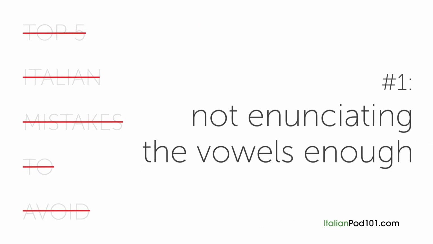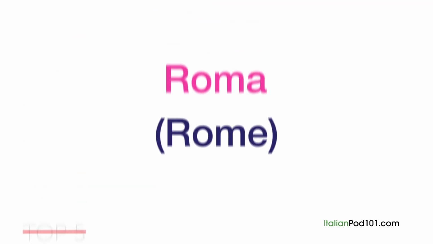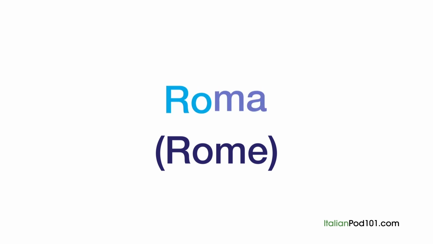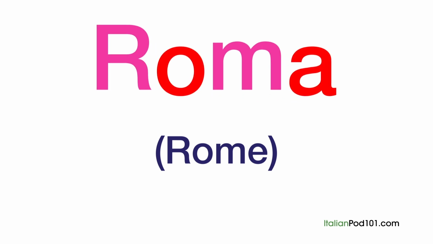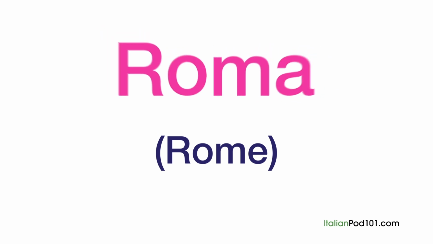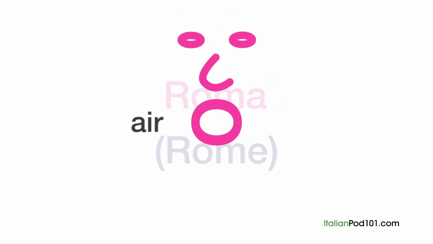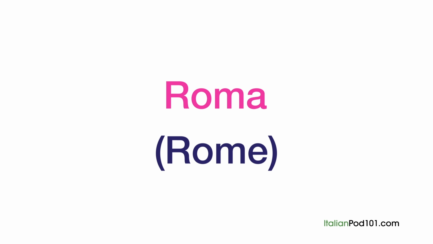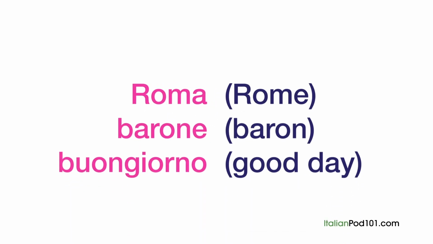Number 1. Not enunciating the vowels enough. Italian pronunciation is based on syllables where vowel sounds are predominant. Many students of Italian do not enunciate the vowel sounds enough, which makes their pronunciation sound unnatural. To correct this, you should try to open your mouth and let the air pour out, pronouncing each and every syllable clearly. Pay attention to the way Desiree enunciates the vowel sound in each syllable and try to imitate her. Listen to the example.